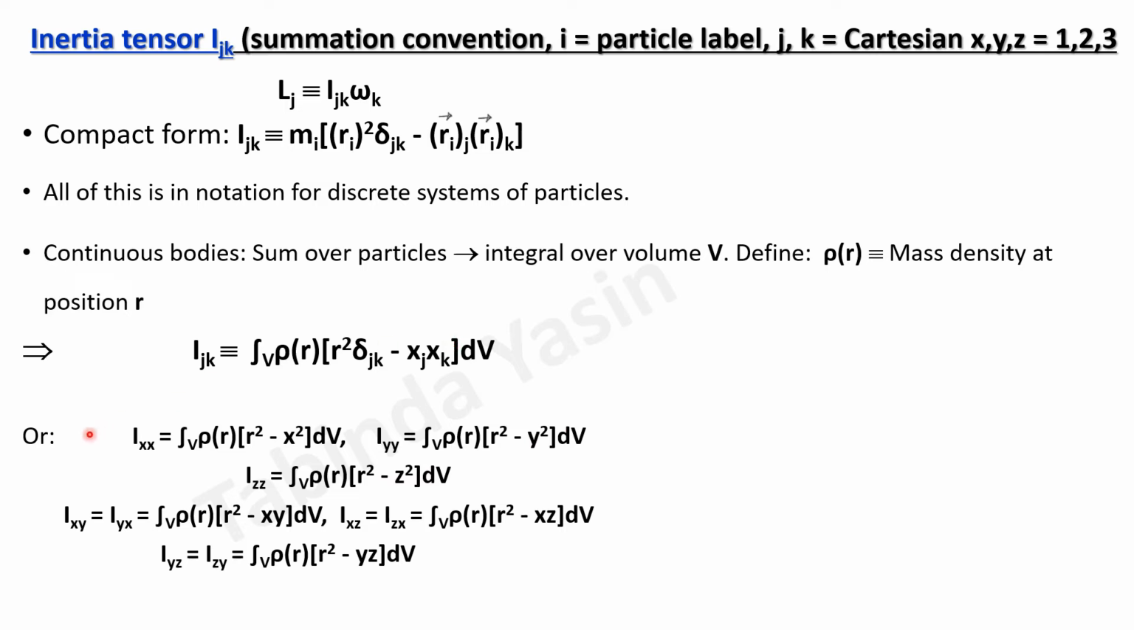That is the whole values of all the diagonal values, and this is the Ixy, Iyx, that is equal to integral V rho r times minus xy dV. Izx and Ixz will be equal to this value, and Iyz and Izy will be equal to this value. These are the off diagonal values. Hopefully till here you have understood the terms how to be written. You have to follow all the steps I'm telling you here. So moving to next.